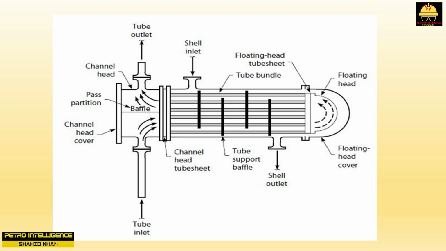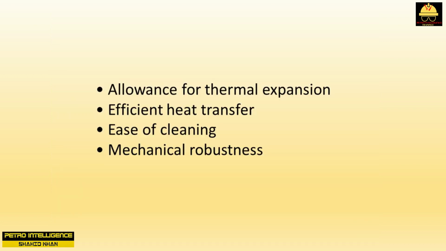Before considering the process aspects of heat transfer, let's look at the mechanical components of the heat exchanger shown in the picture. This shell and tube heat exchanger is actually a compromise between four aspects of heat exchanger design: allowance for thermal expansion, efficient heat transfer, ease of cleaning, and mechanical robustness.